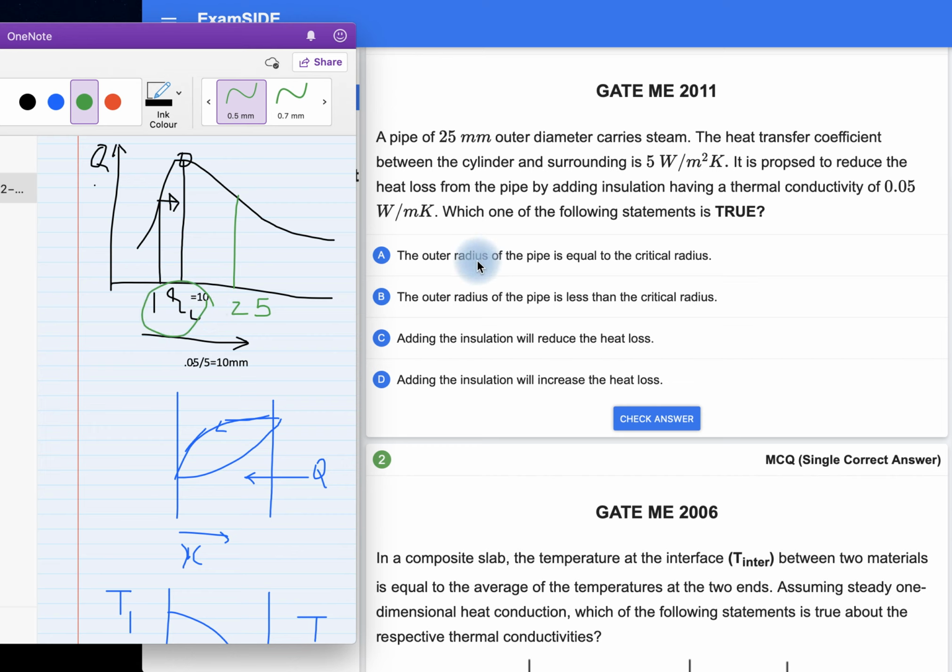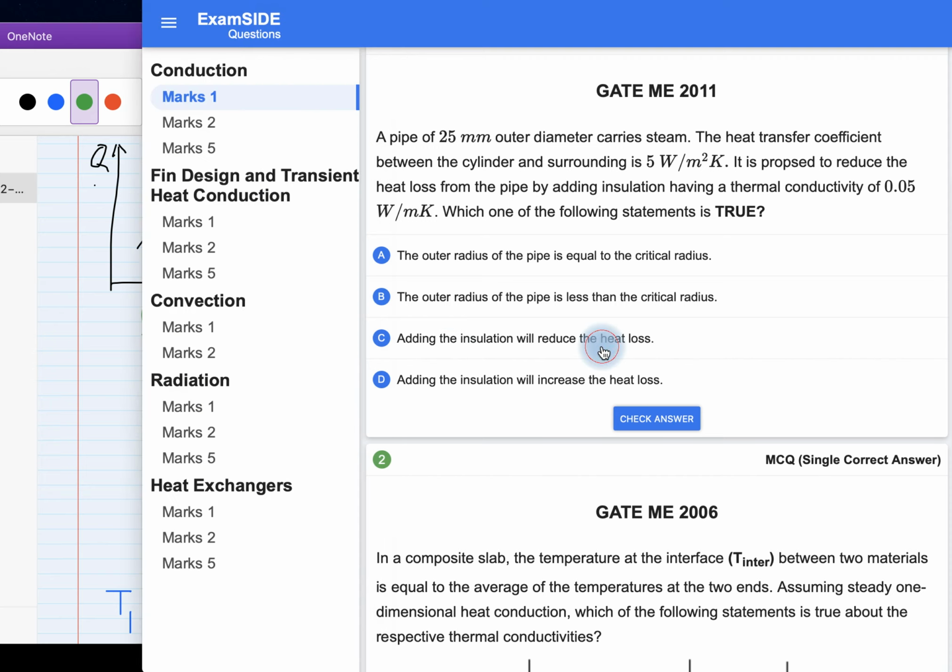So which one of the following statement is true? The outer radius of the pipe is equal to the critical radius. This is wrong. This statement is also wrong. So adding the insulation will reduce the heat loss because now I am adding more insulation. So my radius will increase here, so heat loss is decreasing. So I can write adding the insulation will reduce the heat loss. So correct option is C.